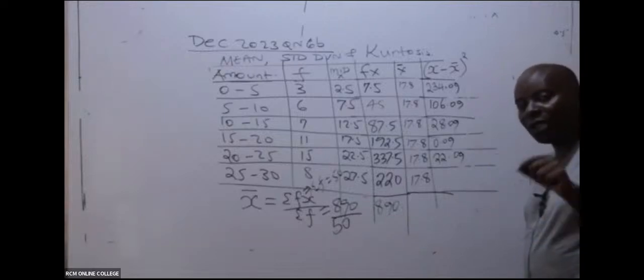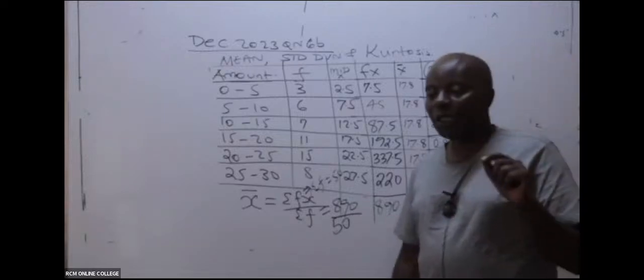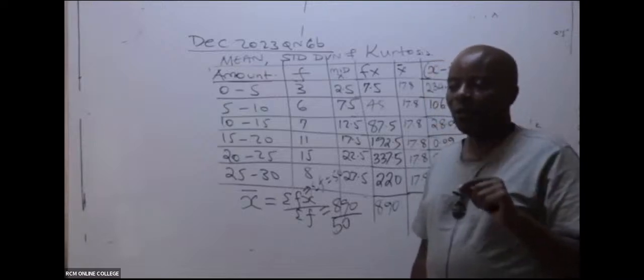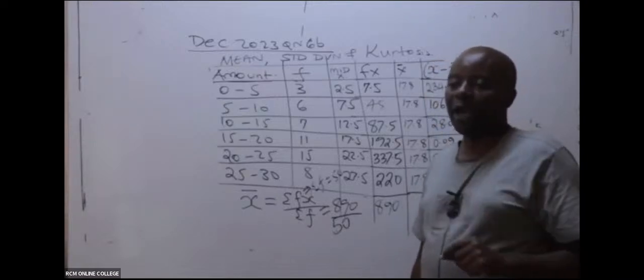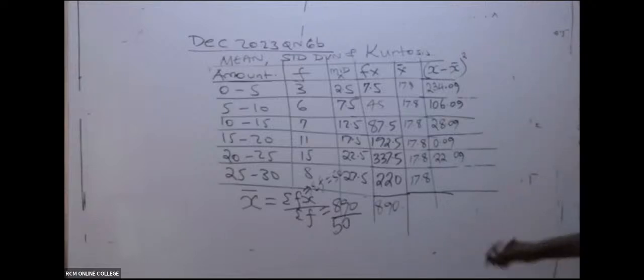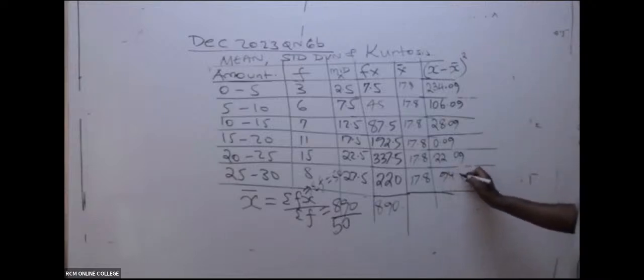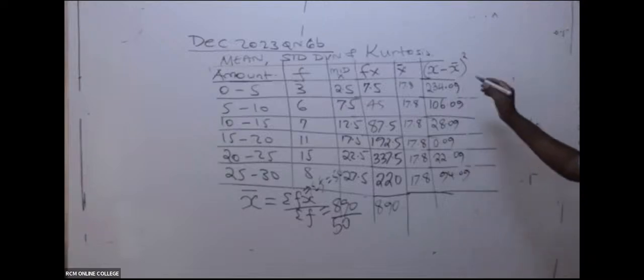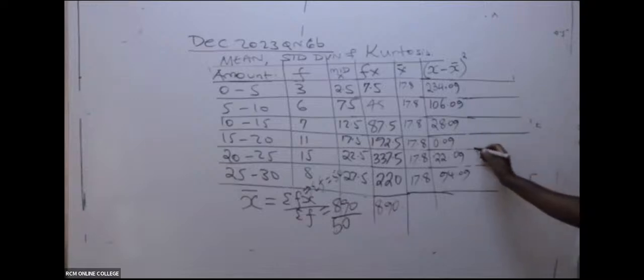Please practice. Use this class to practice yourself. Whatever we get, we shall always square. 94.09. After that, ladies and gentlemen, remember the formula of getting the standard deviation.